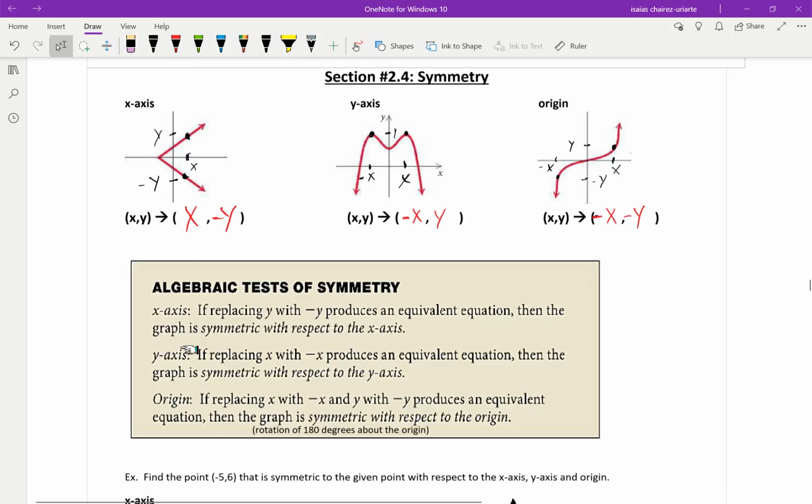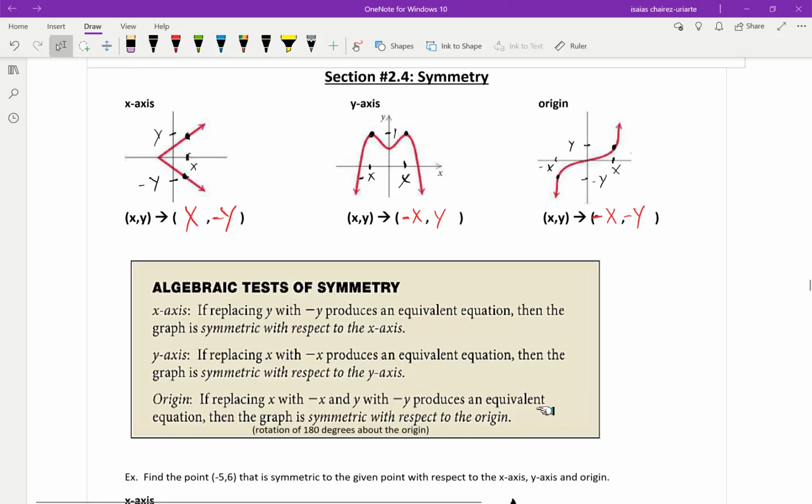If, let's say you're testing for symmetry with respect to the y-axis, if you replace your x's with negative x and you end up with an equivalent equation, then the graph is symmetric with respect to the y-axis. And in order to test to see if your graph is symmetric with respect to the origin, if you replace your x with negative x and your y with negative y, and you end up with an equivalent equation, then the graph is symmetric with respect to the origin.